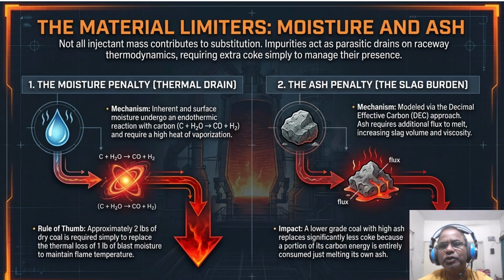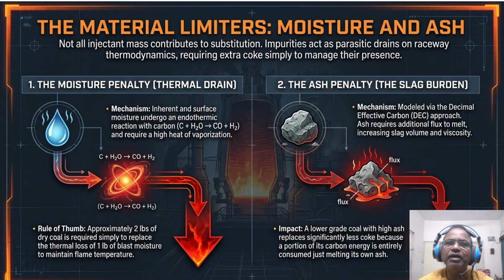Now, talking about the rule of thumb, you need a good amount of substitution of coal just to replace the thermal loss of moisture. Now, coming to the ash penalty, ash requires extra flux to melt, increasing slag volume and viscosity. So impurities are the parasitic drain on the race with thermodynamics. So high ash coal replaces significantly less coke because its energy is consumed simply melting its own waste.